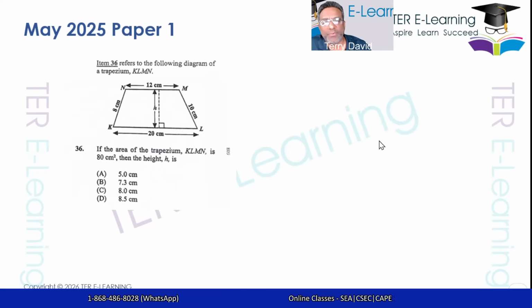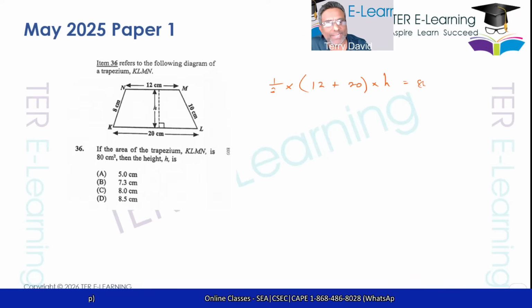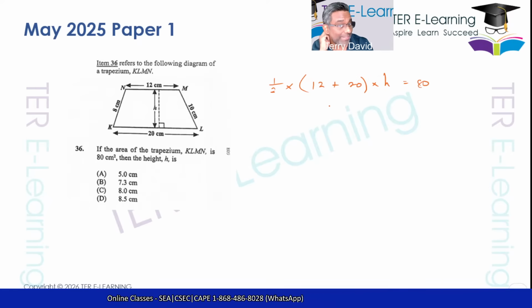All right, I think we've seen this one before. So the area of the trapezium is 80. What's the height? So the area of a trapezium would be half multiplied by the sum of the parallel sides, which is 12 plus 20. And you're multiplying by the height, which we don't know. And that's equal to 80. So this is going to be 12 plus 20. That'll give us 32, right?